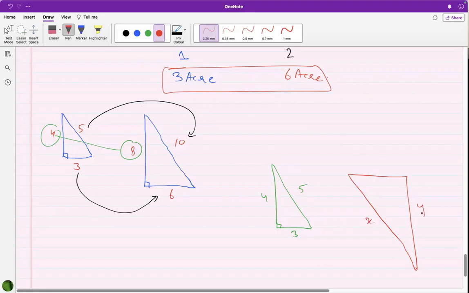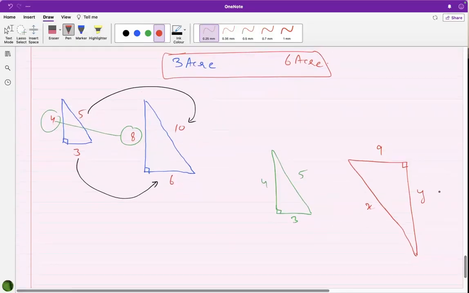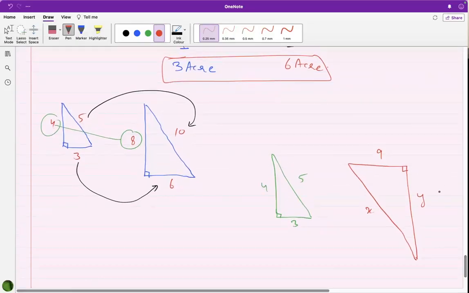So X, Y, and let's say this is 9. Now, what do you think this 9 corresponds to? With the 3? Because on the right hand side, that feels like smallest, and on left hand side, 3 is the smallest side. Other than that, we can also say the longest with longest, which is 5 and X.